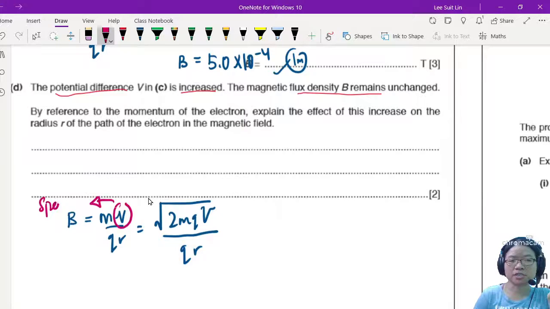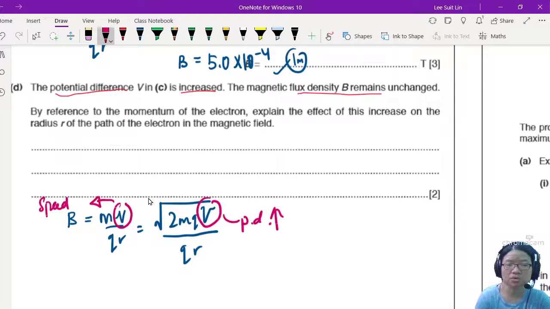This is the speed of the particle. This is the potential difference. Okay, so it says potential difference increase, so this V increases. Magnetic flux density remains the same, so this B is constant. I'm just going to write that here. This one is constant.